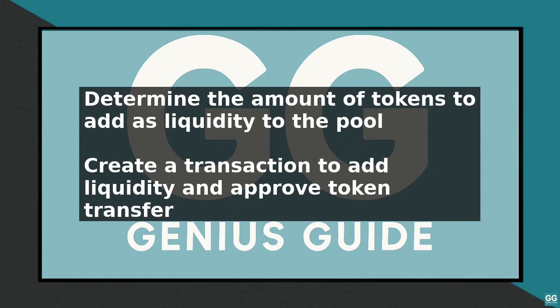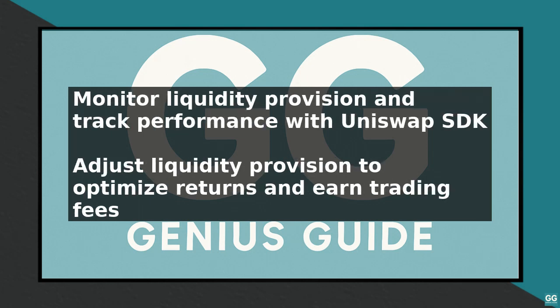It is crucial to monitor your liquidity provision and adjust it as needed to ensure you are earning the maximum amount of trading fees. You can use the Uniswap SDK to track the performance of your liquidity provision and make adjustments to optimize your returns. Adding liquidity to Uniswap can be a complex process, but by following these steps and using the Uniswap SDK, you can provide liquidity to the protocol and earn trading fees.